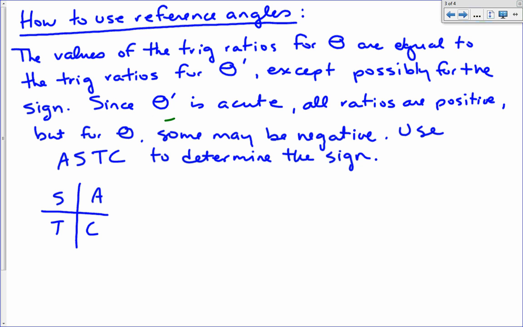We get our value for the trig ratio from theta prime, but we get the sign by remembering this: all are positive, sine and cosecant are positive, tangent and cotangent are positive, and cosine and secant are positive. We need to remember where they're positive and where they're negative. Okay, so let's do a couple of examples of practice so that you can see how we put these in use.